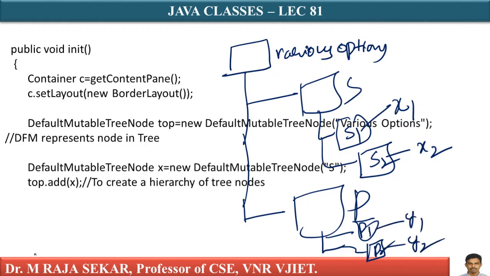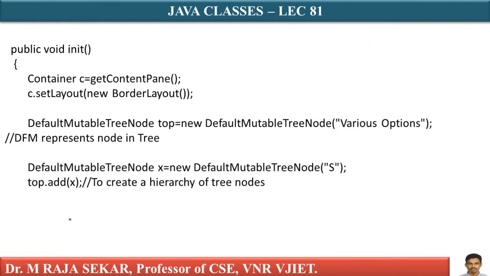We will try to understand how it works. Just see, as I told you, DefaultMutableTreeNode top is the root node: new DefaultMutableTreeNode with the name various options. DefaultMutableTreeNode X equal to new DefaultMutableTreeNode.